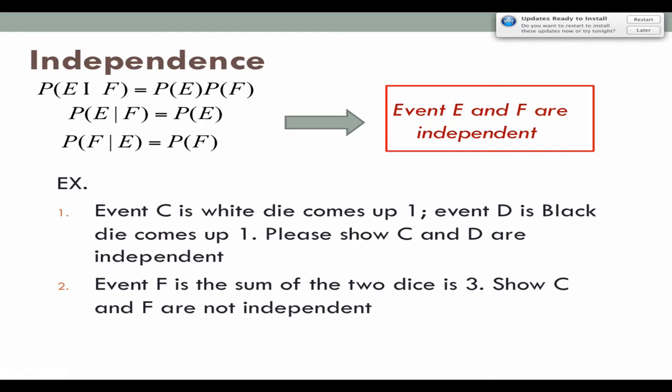Show events C and F are not independent. Still, we can first calculate the probability of C intersect F. What's the probability of both events C and F happening? That means the sum of 2 dice is 3 and the white die is 1. How many elementary outcomes for this event? Only 1: the white die is 1, the black die is 2, so 1 out of 36. Then event C is 1 out of 6. Then the probability of F multiplied by the probability of C is 1 out of 36 multiplied by 1 out of 6.